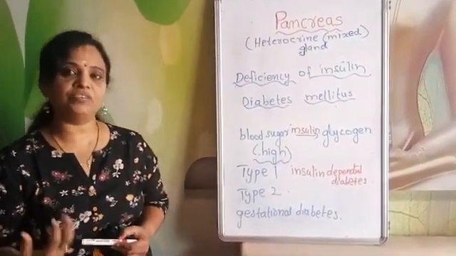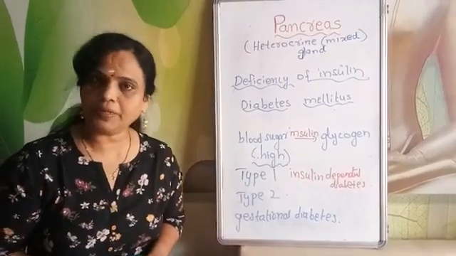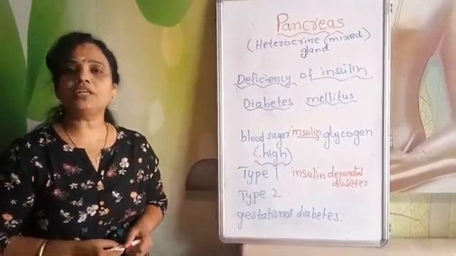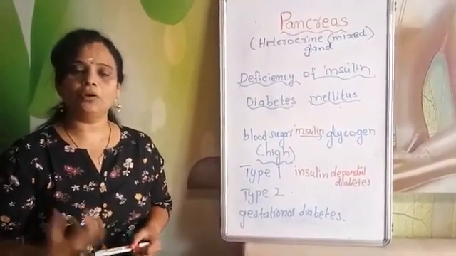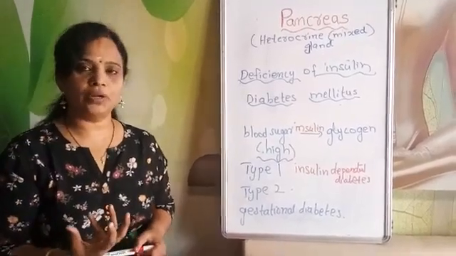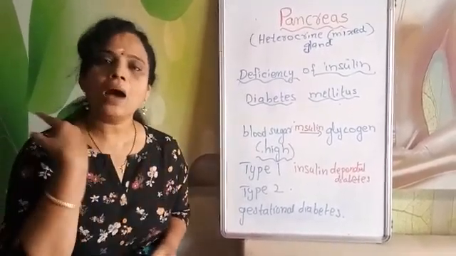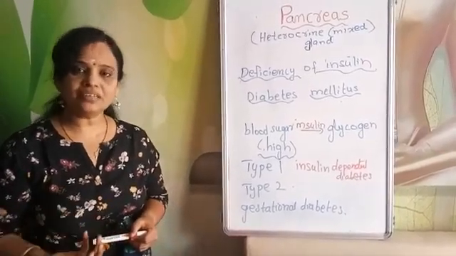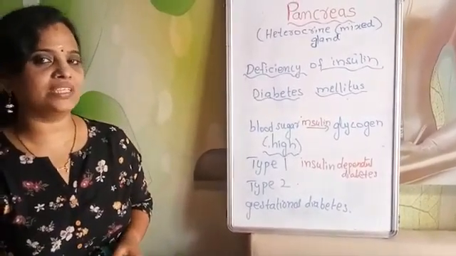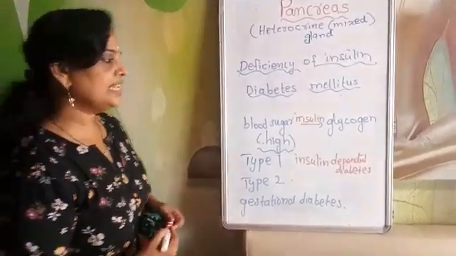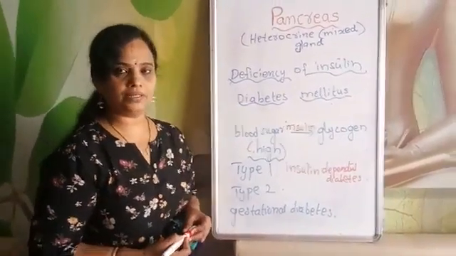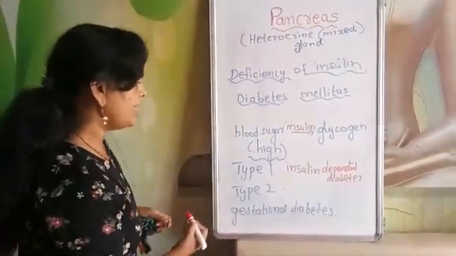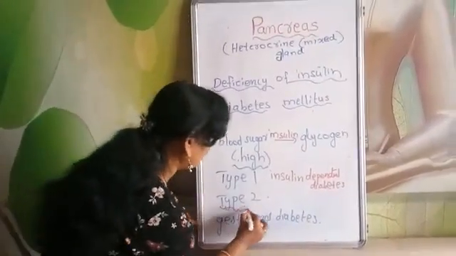Even very young children can get this kind of diabetes, where insulin is deficient because of abnormal functioning of the pancreas. There are many other reasons, but most of the time it is genetic, and it is insulin dependent diabetes. Okay, coming to the next one, type 2 diabetes.